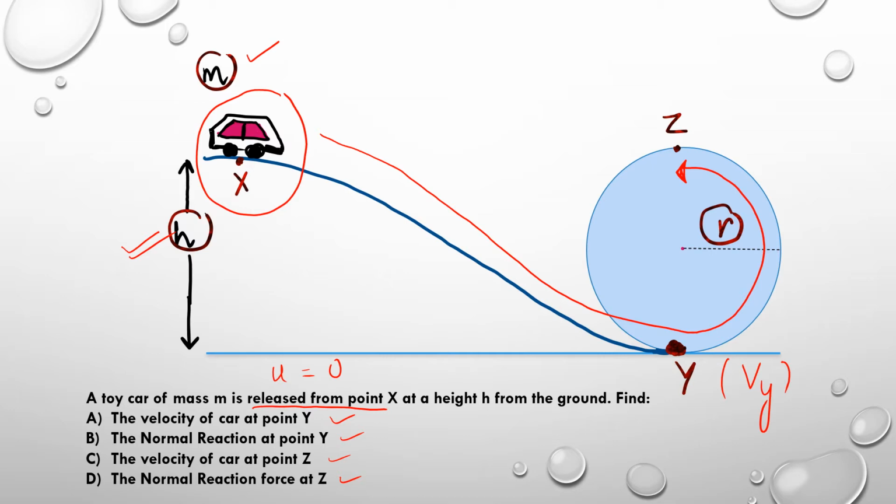Second part is you have to find the normal reaction at Y. Third part is to find the velocity at Z and then the normal reaction at Z. Some people call it N or R. So these 4 parts are unknown variables, and they can only be solved using the concept of conservation of energy.